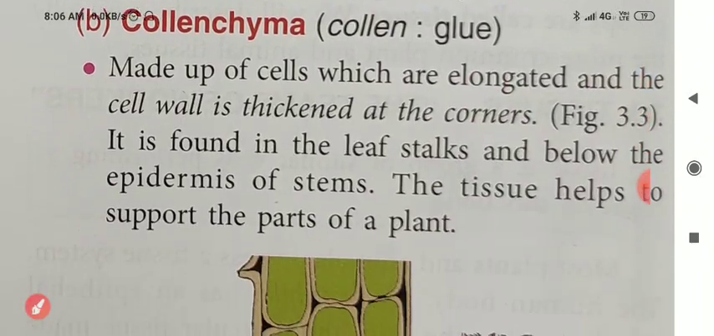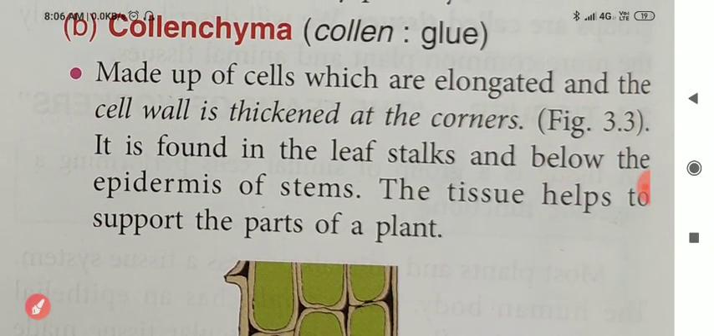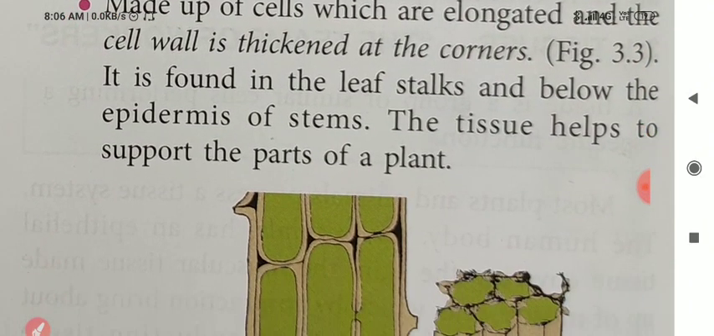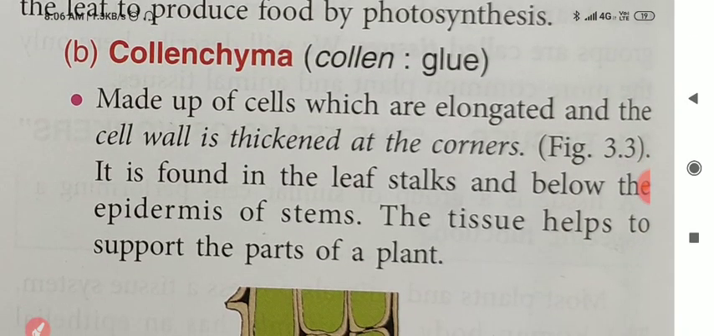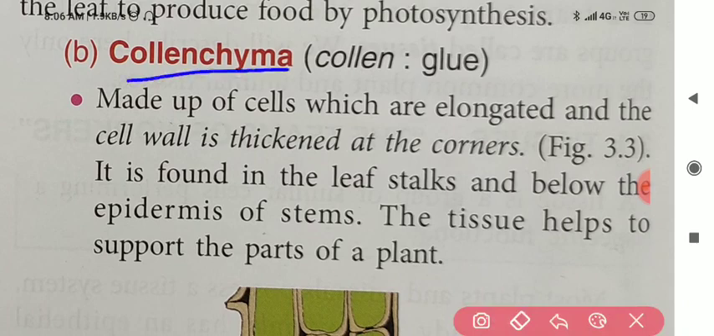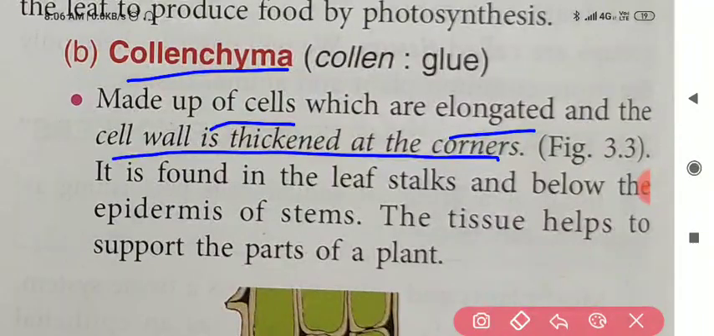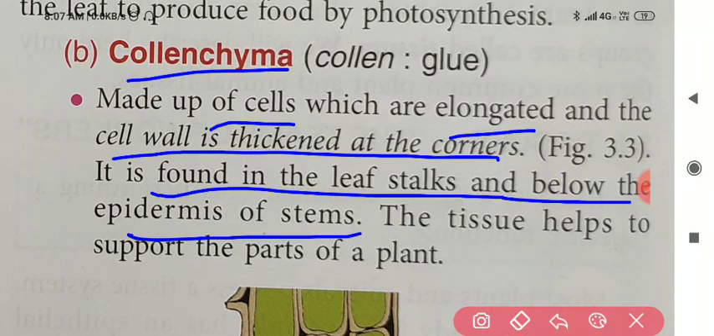Next, my dear students, we have collenchyma, made up of cells which are elongated. So, it is made up of elongated cells and the cell wall is thickened at the corner. It is found in the leaf stalk and below the epidermis of stem.